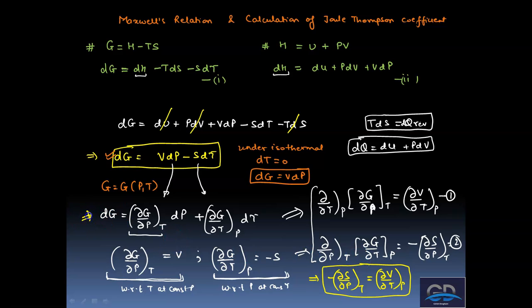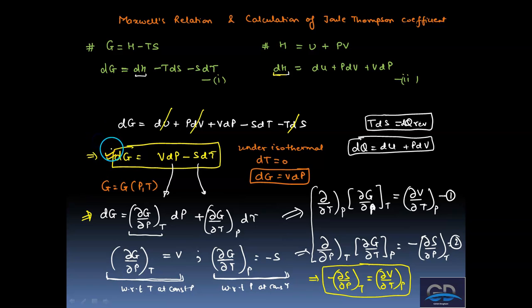Equating to the total derivative form. So this is the expression for the Maxwell relation for dG, which is V dP minus S dT. Similarly, if we were to write for dH, we can do so. What we have to do is we will just write the expression. You can see from here that dG is equal to V dP minus S dT, that we have proved.